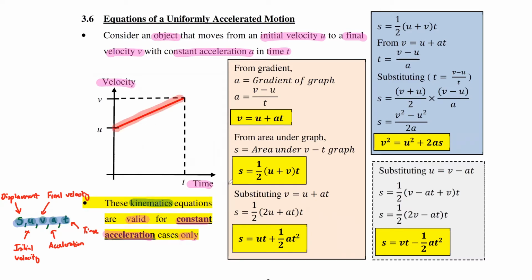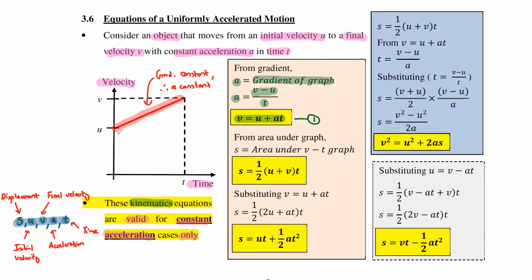Looking at the gradient of the velocity-time graph, the gradient is constant. Therefore, acceleration is constant too. Since acceleration is equal to the gradient of the graph, acceleration is therefore equal to (v minus u) divided by t. Rearranging the equation, we would have v equals u plus at. This is the first kinematics equation.